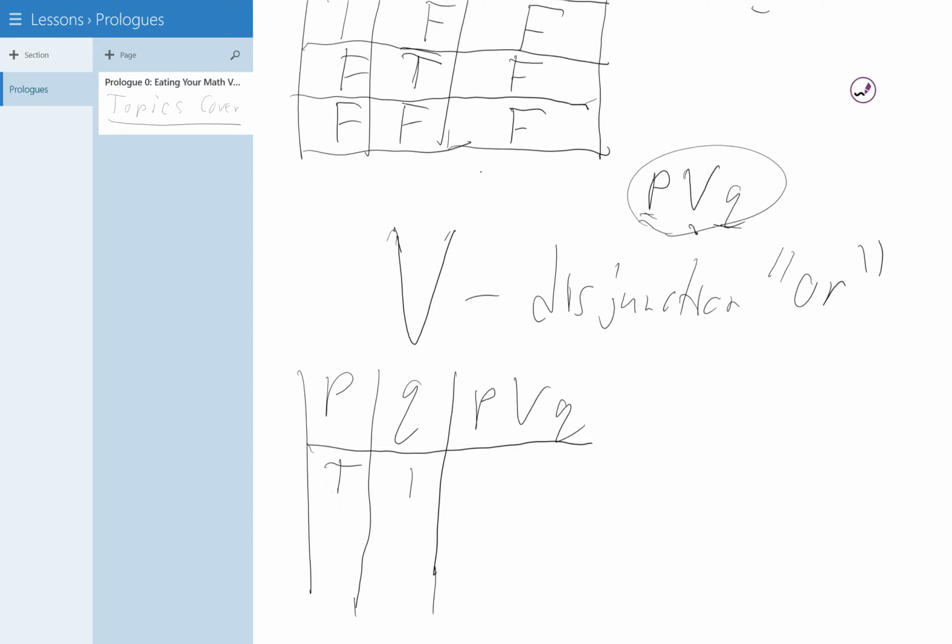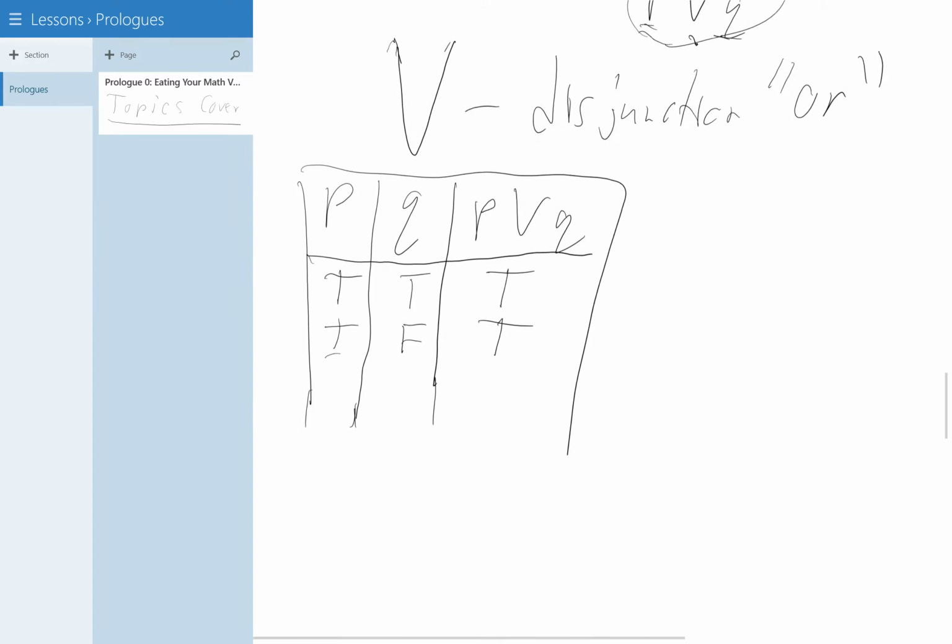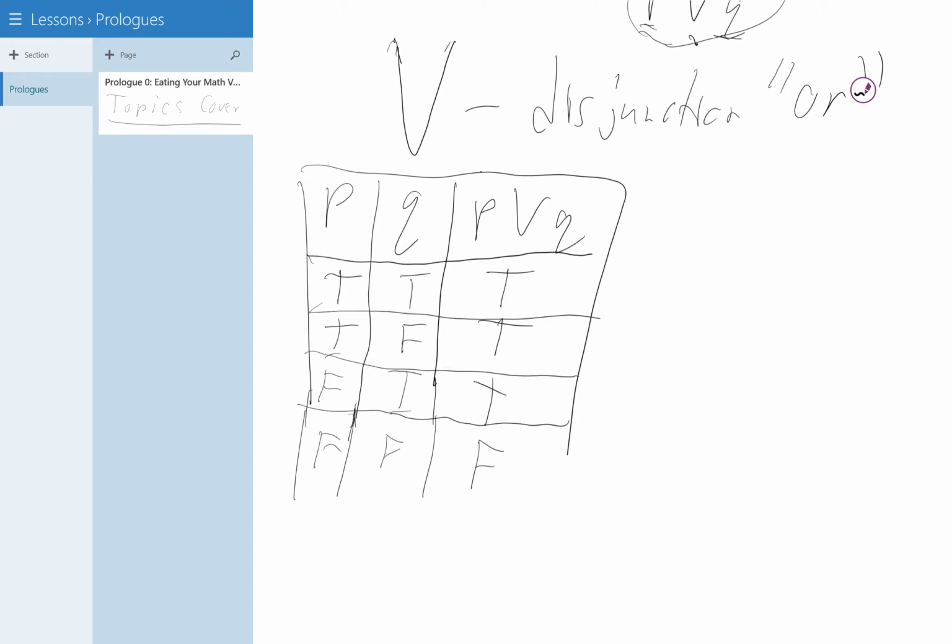If P is true and Q is true, then it's an OR operator, so it's going to be true, right? Now if P is true but Q is false, only one of them needs to be true, so this is going to be true. If P is false and Q is true, only one of them needs to be true, so this is true. Now, if they're both false, that's going to be false, because you need at least one of them to be true, and in this case, neither one is true. So now you've got this disjunction, or OR operator, and you've well defined it. So now we've got AND.